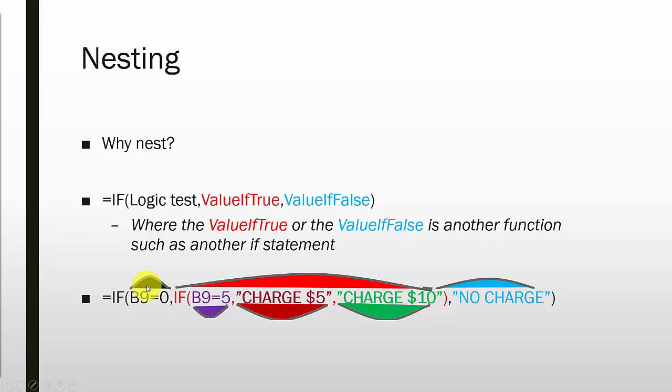Here you can see my example. The logic test for this first if statement is marked in black, B9 equals 0. My value if true, which is my second argument of my first if statement, is highlighted here in red. It's actually an entire if statement nested in, followed by the third argument, the value if false, here in blue. In my nested if, here in purple, I have a logic test. Here in dark red, I have a value if true. In green, I have a value if false.